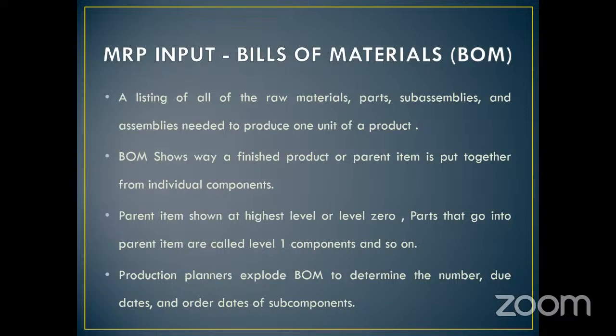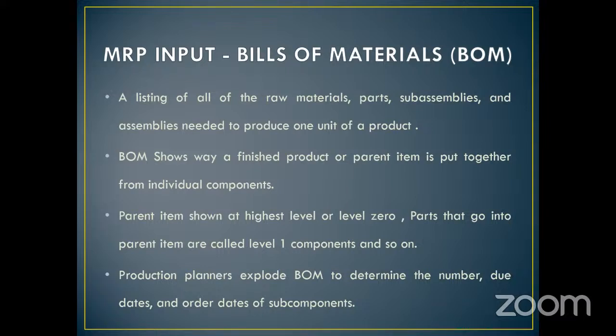So we have to list out the different types of raw materials and the different types of parts, and again how many nails are to be utilized, how many screws are going to be utilized, all the things, right? Those are the spare parts, sub-assemblies, and assemblies needed to produce one unit of product. That is the listing of the whole part of it.